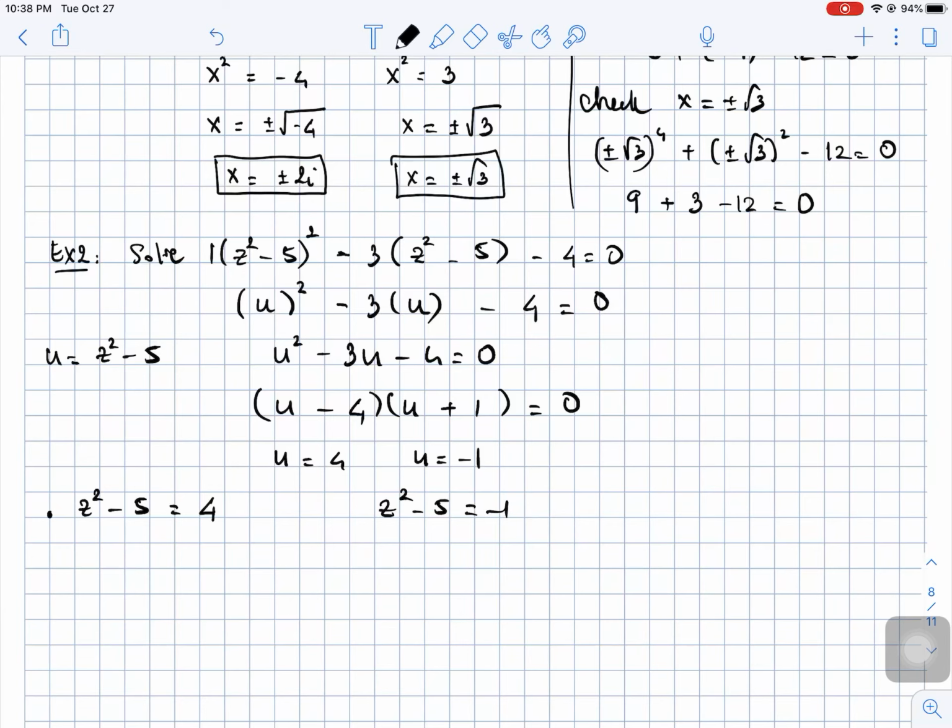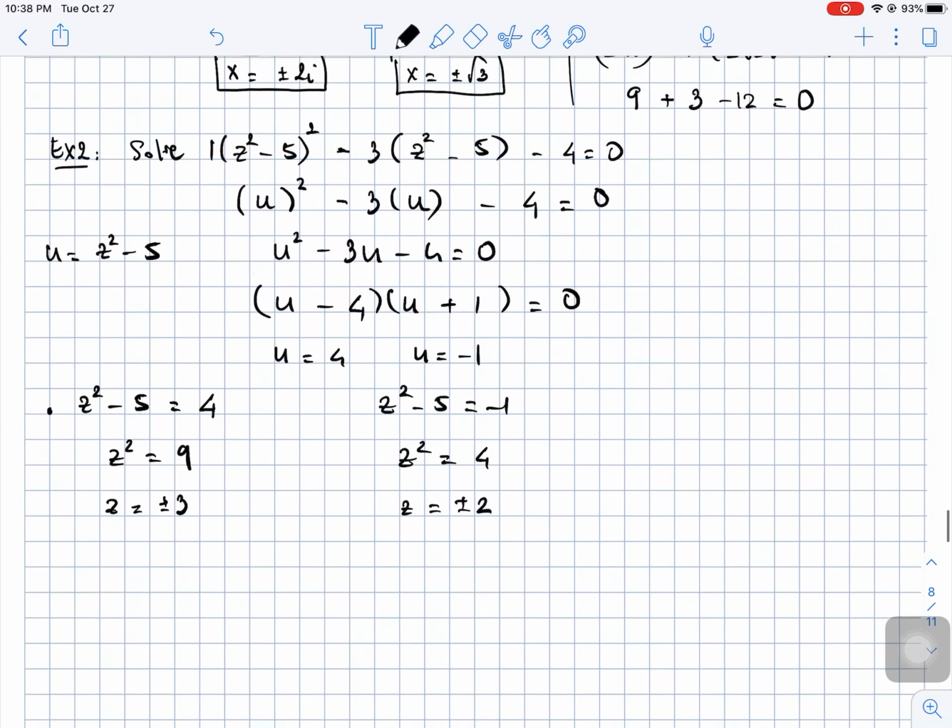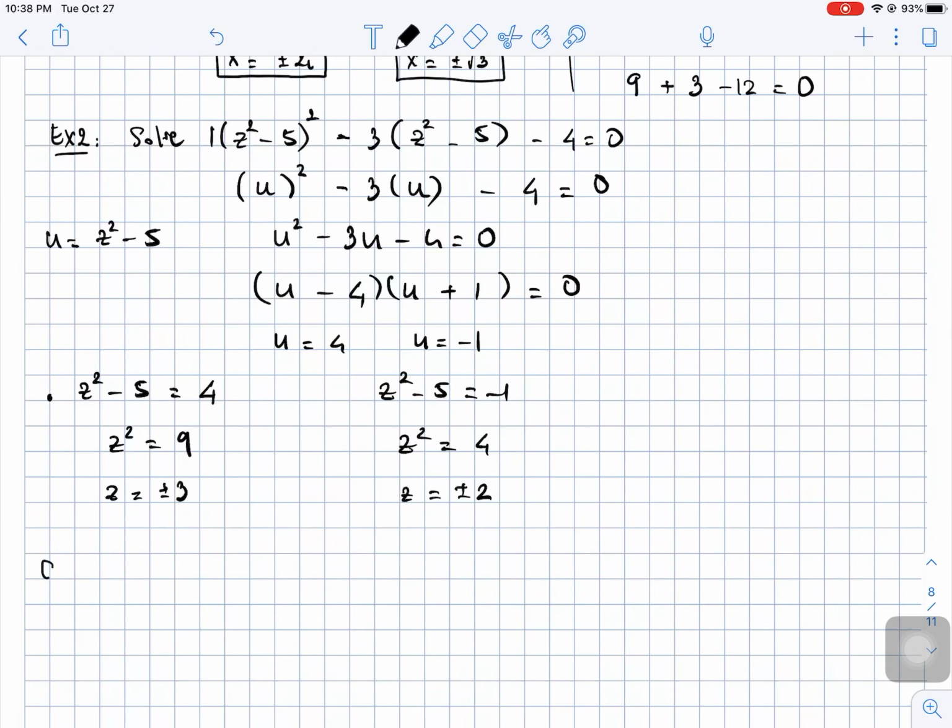We factor this equation as u and u, 4 and 1, then minus 4 plus 1. U equal to 4 and u equal to -1. After that, we need to solve for the z. So z squared minus 5 is u and is equal to 4. The second one is z squared minus 5 equal -1.